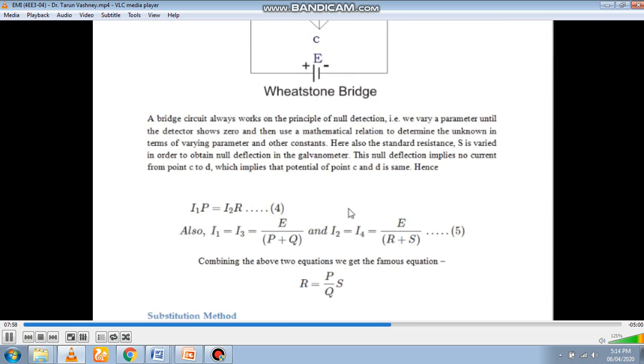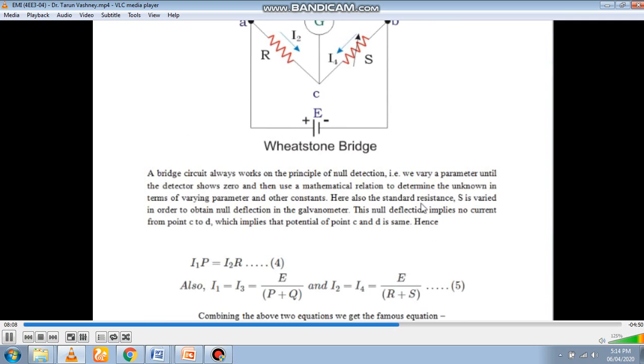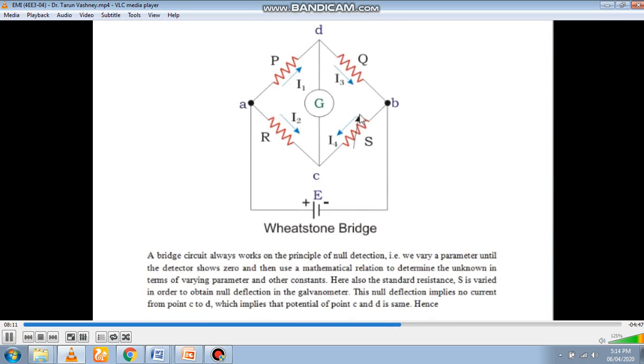Just remember the working principle of the bridge circuit, which works on the principle of null deflection. It means we vary a parameter until the detector shows 0 current, and at that condition we use a mathematical relation to determine the value of S, the unknown parameter, in terms of known parameters.